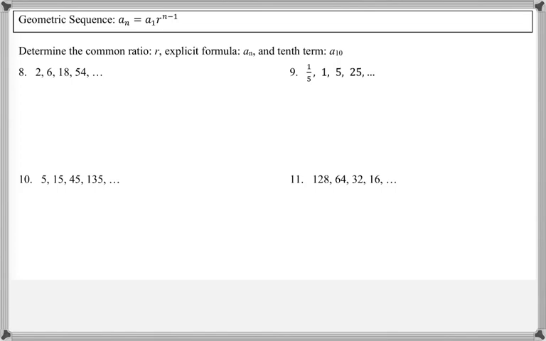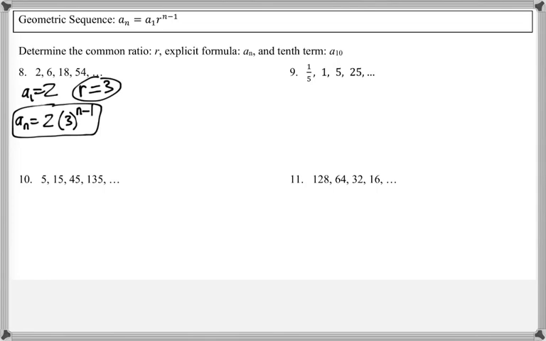Determine the common ratio R, explicit formula AN, and the 10th term A10. Okay, A1 is equal to 2. My common ratio is 3 because I'm multiplying by 3 every time. So my explicit formula is going to be 2 times 3 to the n minus 1. If you want to write it like without parentheses, you can. Just don't combine the 2 and the 3 into a 6, because we can't do that because of order of operations.